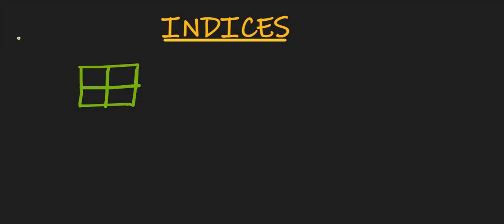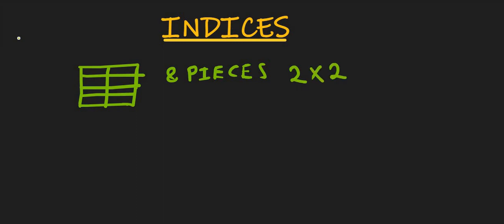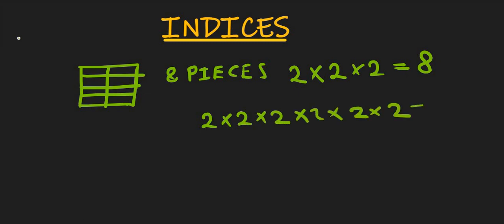If you tear it a third time, how many pieces would you have? You will have 8 pieces. Now that can be calculated by 2 multiplied by 2 multiplied by 2, which is 8. Now, if you tear it 6 times, it would give you 2 into 2 into 2, 6 times, that is 64 units.